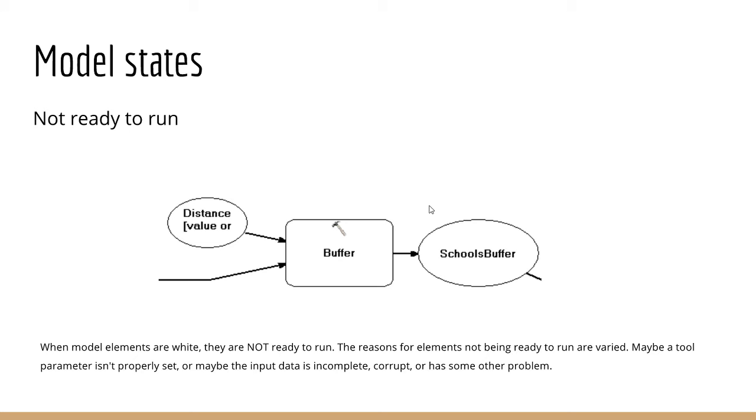So, model states. When you open up a model and you look at it, if it has no colors, it is not ready to be run. It's not ready when maybe a tool parameter isn't set, or maybe input data is incomplete, corrupt, or has some other problem. A real common problem you'll see is you added the buffer tool to a model, but you didn't give it a buffer distance. You didn't put in some parameter the tool needs. Other times, maybe the input data is missing for some reason. And we're going to see a couple of ways that models can break when we look at some of the exercise data in the class.